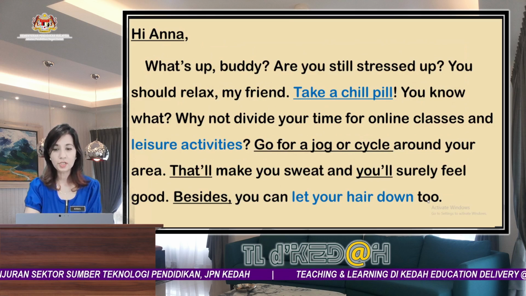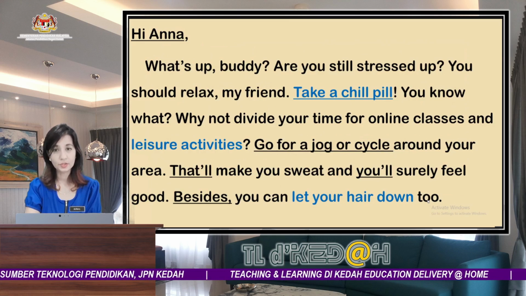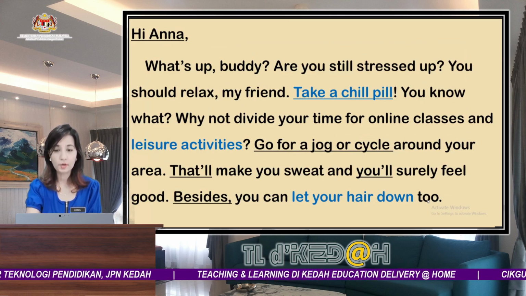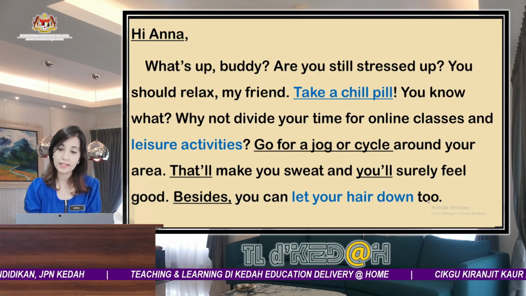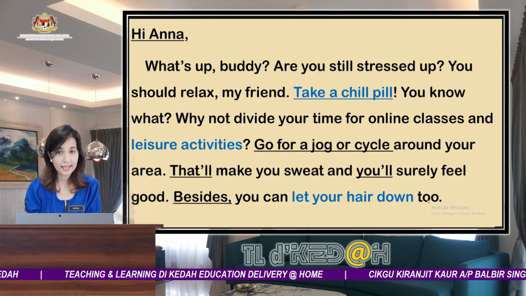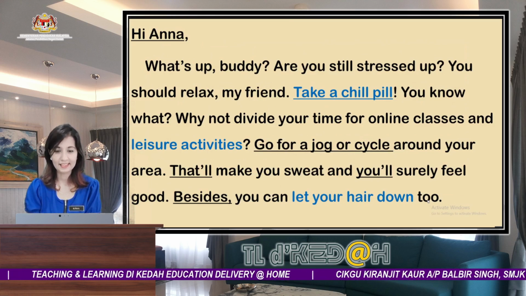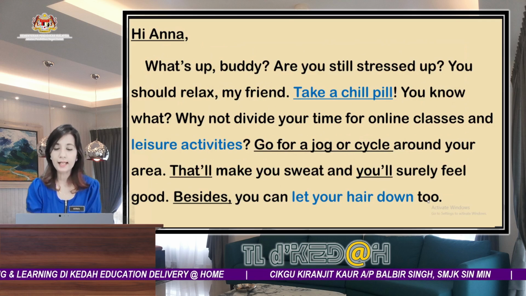Okay, so go for a jog or cycle around your area. That will make you sweat. So you're giving her a reason for that activity. Why did you suggest this activity? Because you want her to sweat and feel good. Because she says that she's inactive, not active. Okay, right. Besides, you see this is a linker. Besides, you can let your hair down.